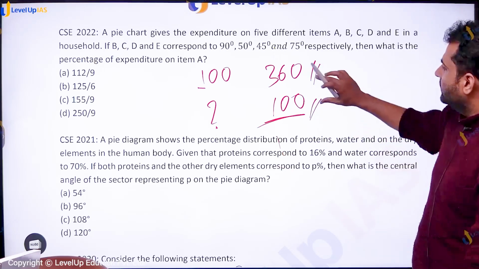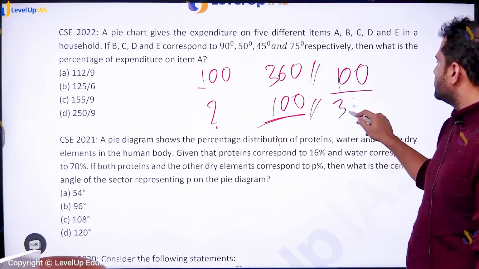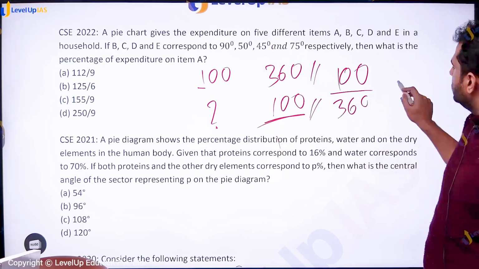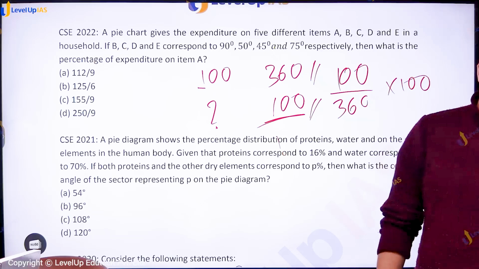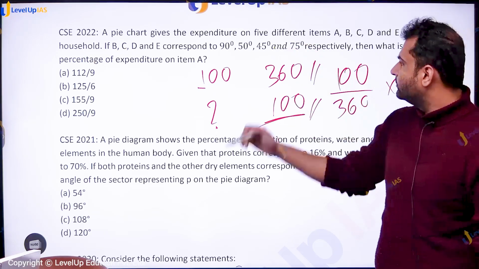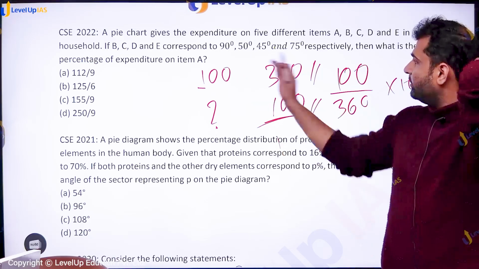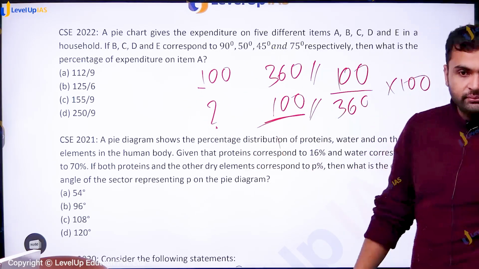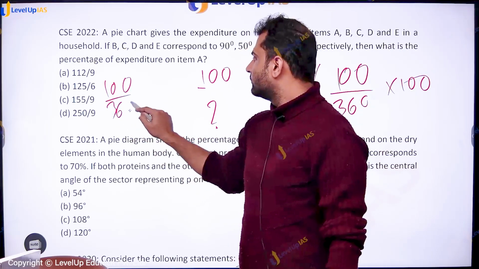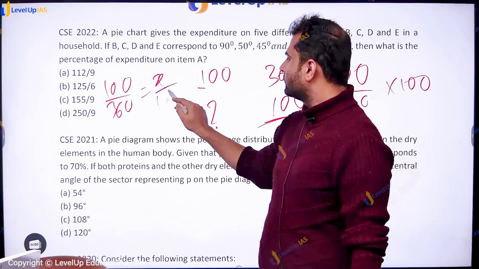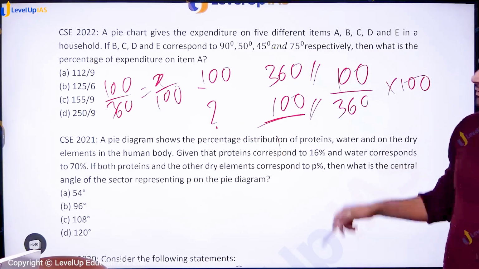It would be nothing but, invert it and multiply, 100 by 360 into 100. The ratio should be the same: 100 by 360 is equal to x by 100. X is equal to 100 into 100 divided by 360. You can find it out.